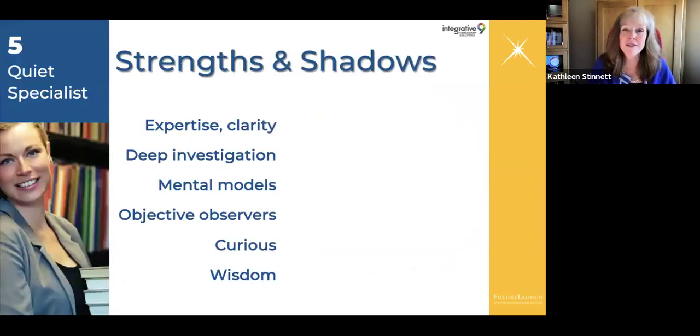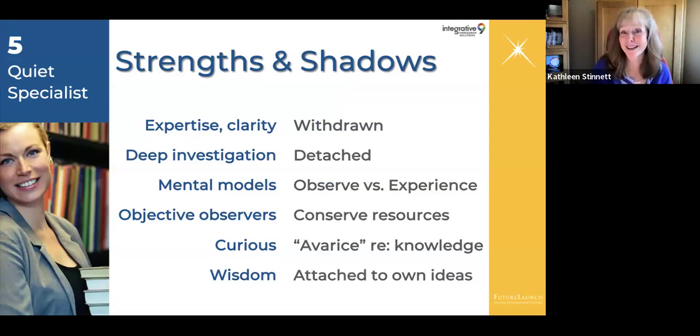So what do 5s give us? Wisdom, depth, understanding. They tend to be objective and curious. They tend to be able to look at a situation or a problem with a lot of detachment, so they can understand it. The shadow side then is that others experience our 5s perhaps as being detached, maybe even withdrawn. And they like to conserve resources.